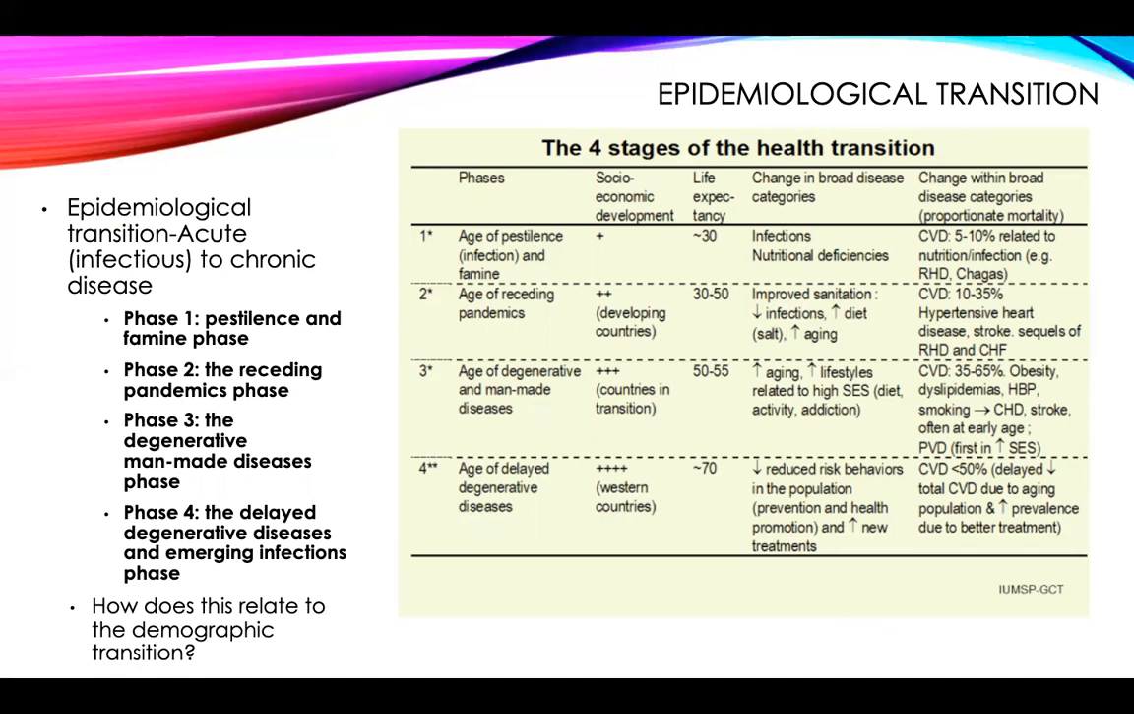Phase 2, usually there is improved sanitation and improved diet. So infections go down, and people start to live longer. And we call this the age of receding pandemics, right? And they note that you see this in some developing countries. Then you get into phase 3, which is the age of degenerative and man-made diseases.